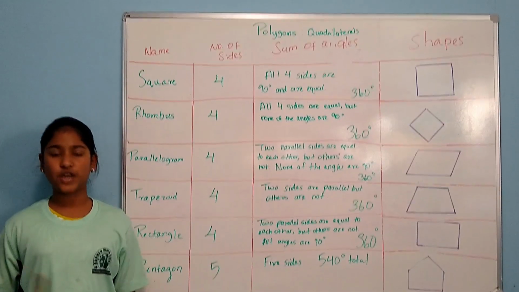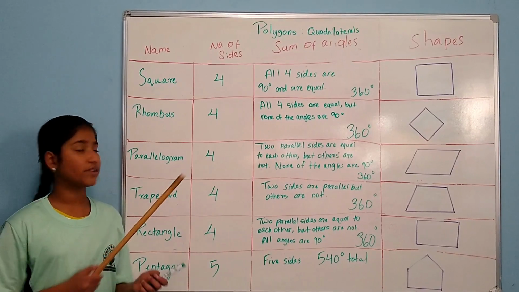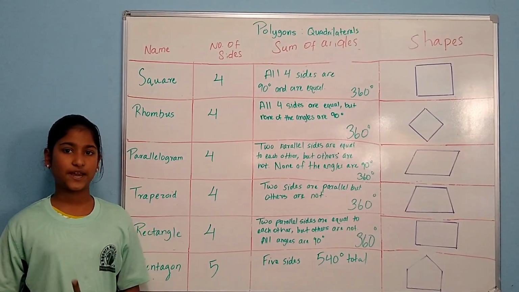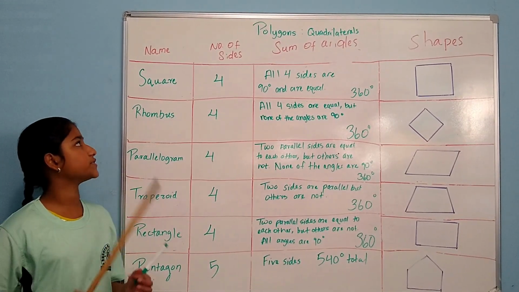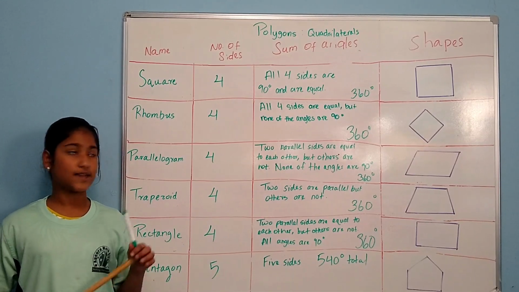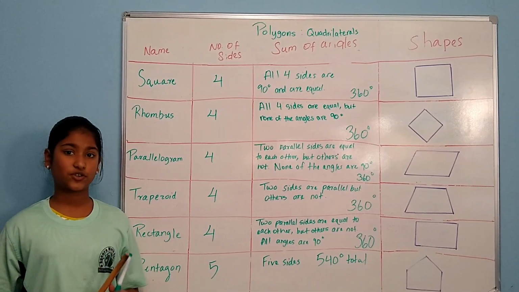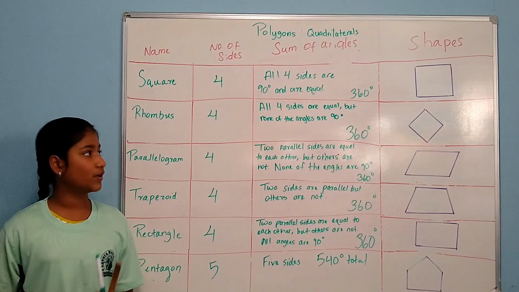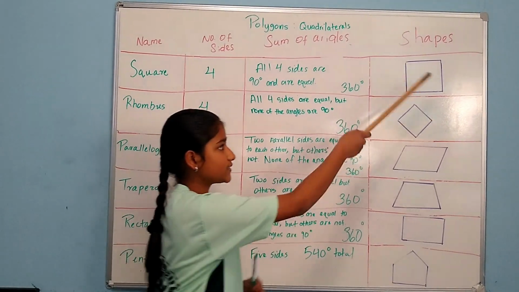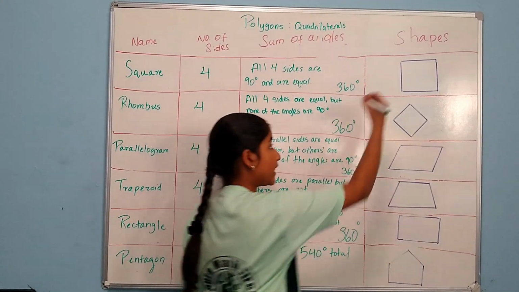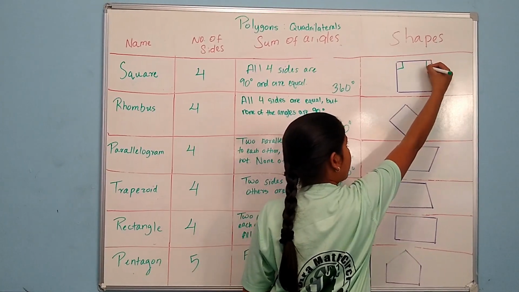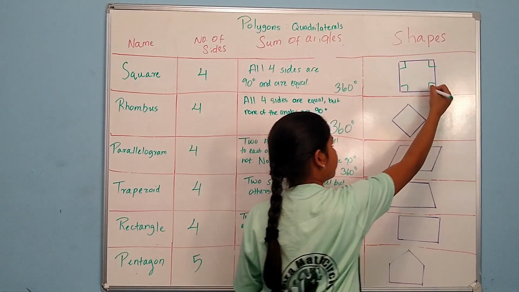Now let's look at some other types of polygons, mainly quadrilaterals. Let's look at some examples together. Let's look at a square first. A square has 4 sides, as you all know, and all 4 sides are equal, and all the angles are equal to 90 degrees. As you can see here, all sides are equal, and they're all right angles. And you show that by putting a little box around it.